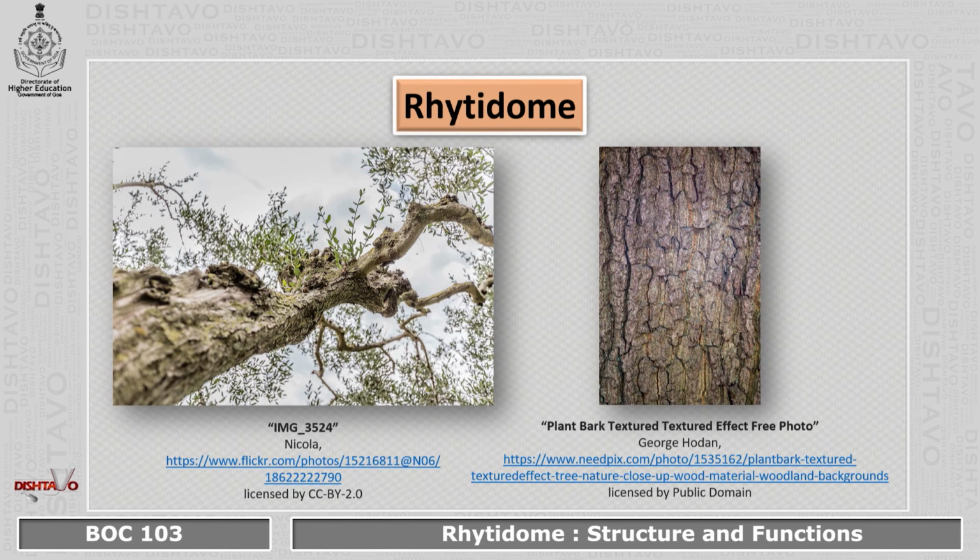So in these images, we can see a tree having the outer bark or rhytidome, which is the outermost protective layer. And in the second image, we can see the enlarged form of the rhytidome. So rhytidome is basically also known as outer bark. It consists of all the tissues outside the phellogen. It acts as a protective tissue, protecting the inner tissues from the external environment.